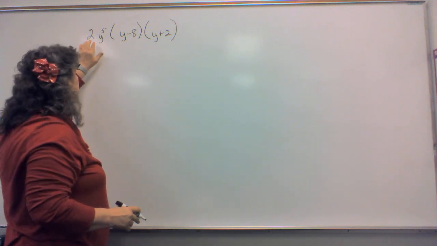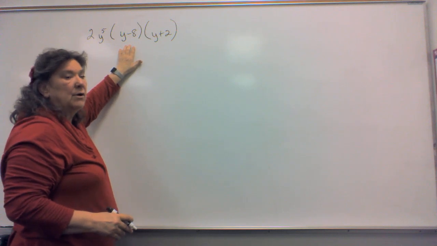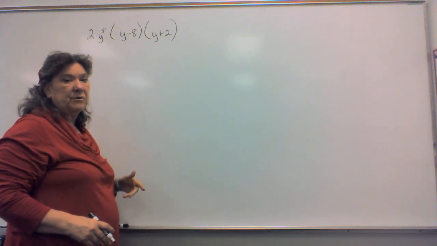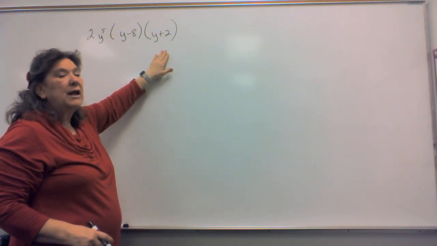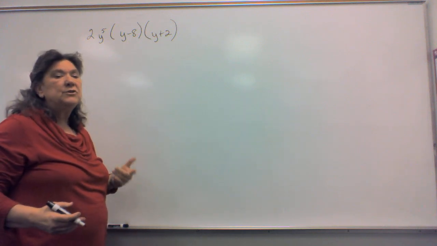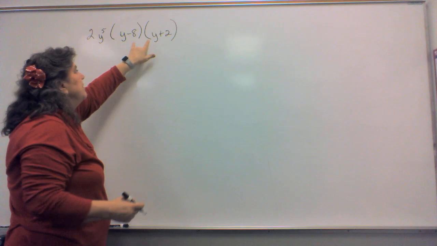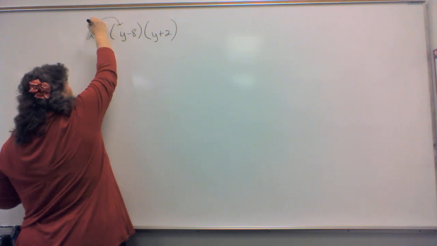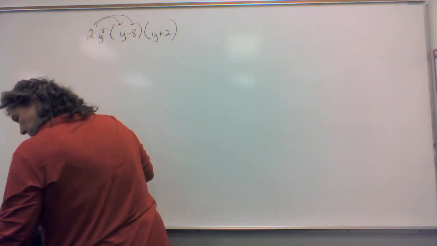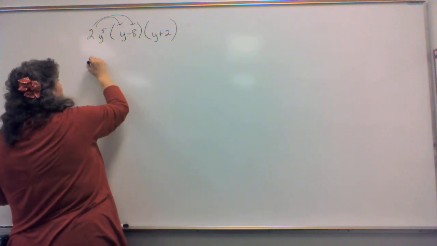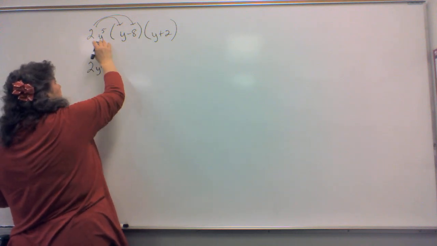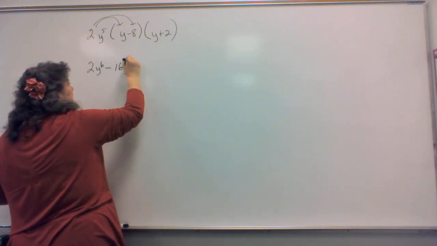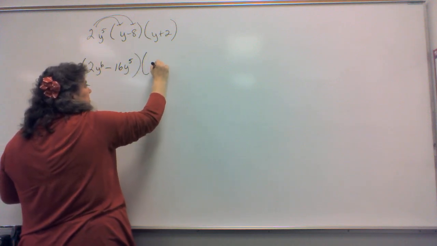So we can either choose to do the first factor times the second one, or the first factor times the third, and then the result of that multiplies the other. Or we can do the second and the third, and then multiply by this. We'll do it two ways. We'll do this one first, and then these two first. So let's look at this. 2y to the fifth times y minus 8, multiply these two. And we're going to end up with 2y to the sixth, and 2y to the fifth times that is minus 16y to the fifth. And now this is going to multiply y plus 2.